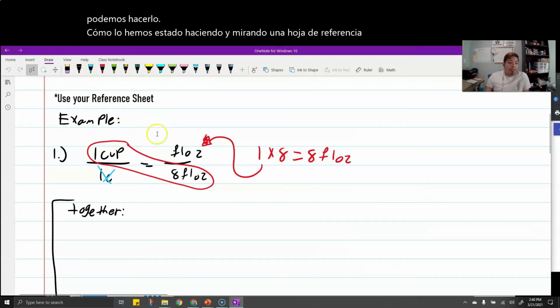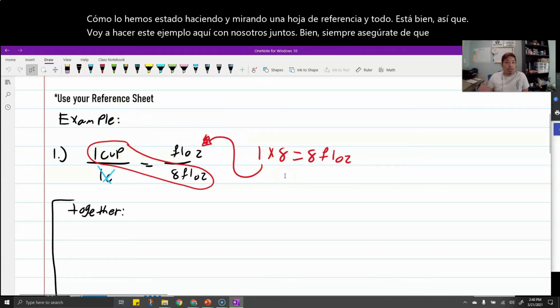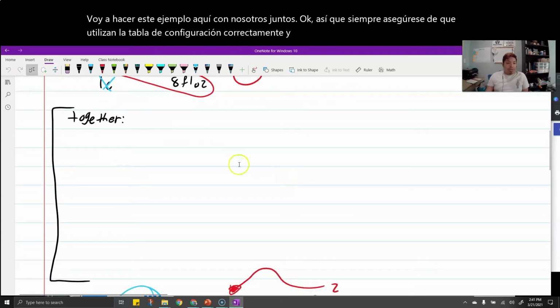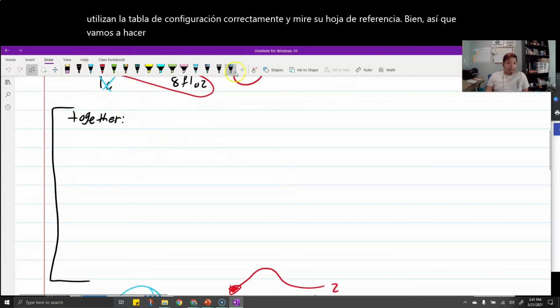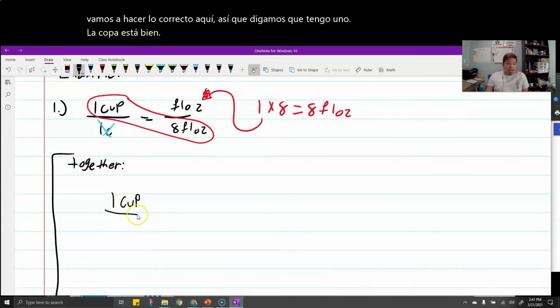So I'm going to do this example right here with us together, okay? So always make sure that you set up the table correctly and look at your reference sheet, okay? So we're going to do it right here. So let's say I have 1 cup, okay? And I want to turn it into fluid ounces, okay?